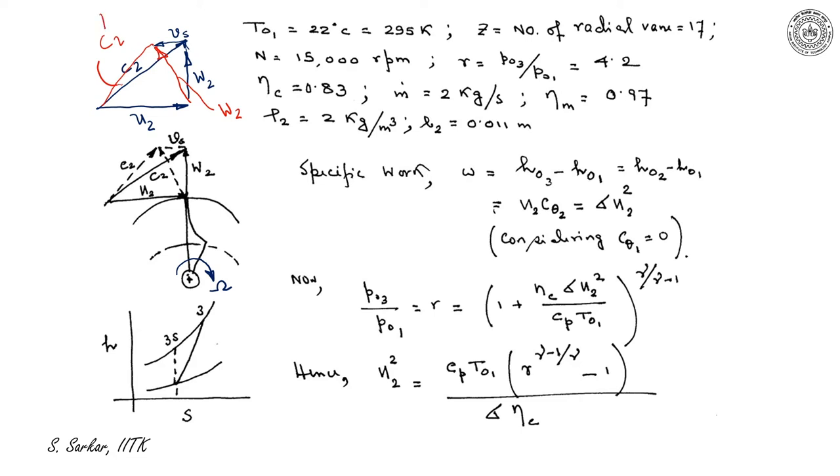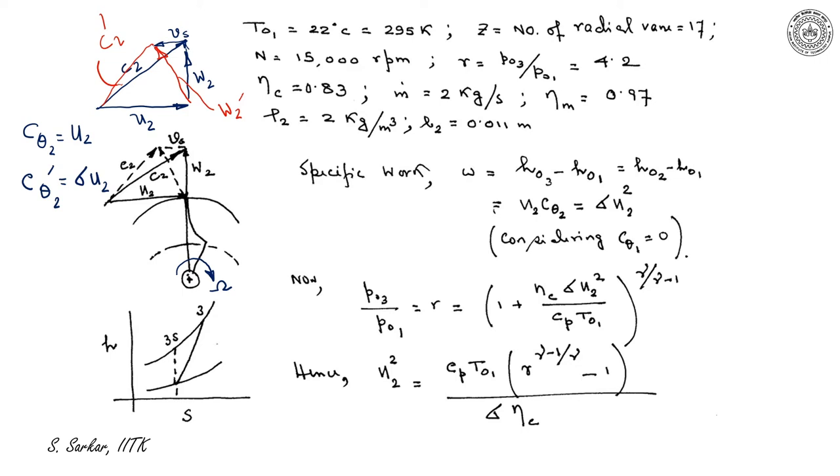Thus, I have indicated now the velocity triangle with slip, which will be equal to U2 plus W2 dash is equal to C2 dash. Now, without slip, C theta 2 would be equal to U2. But C theta 2 dash is nothing but sigma into U2, where sigma is equal to slip factor.